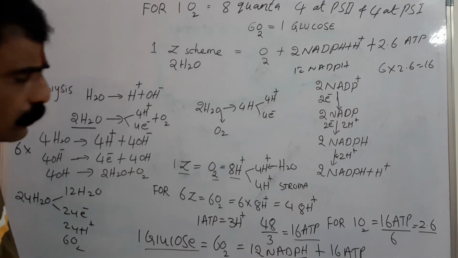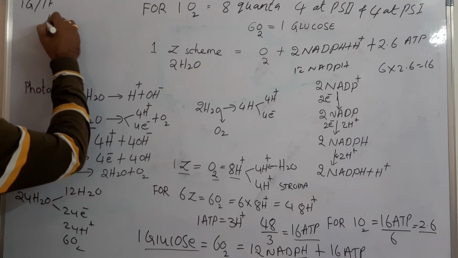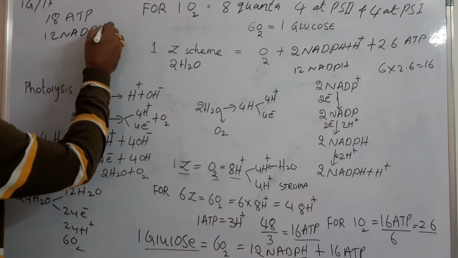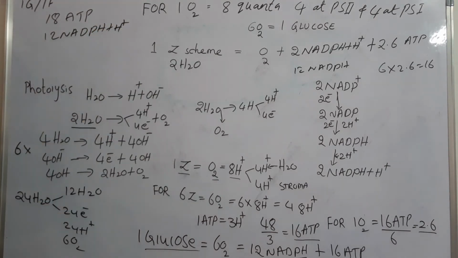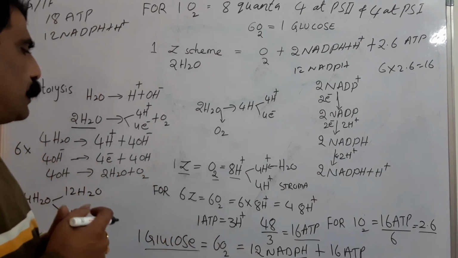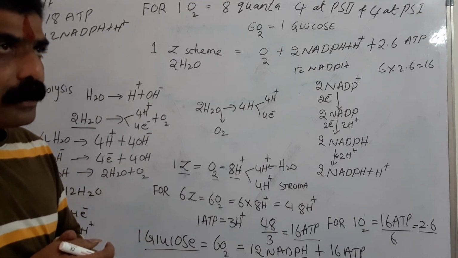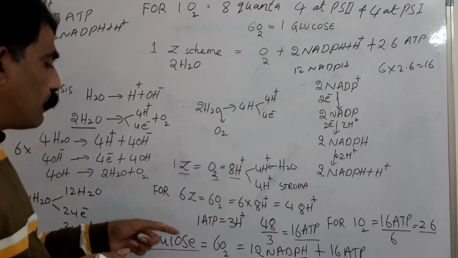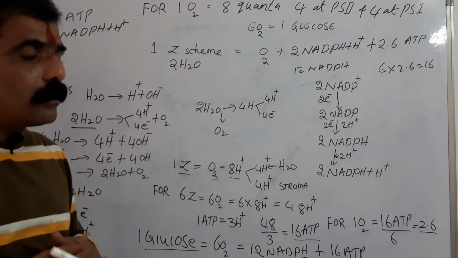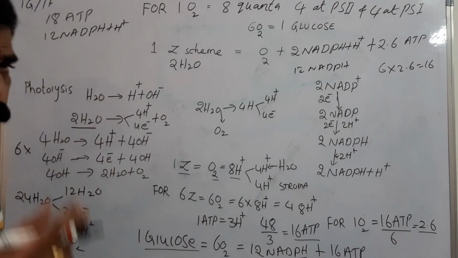But truly, for the formation of one glucose or one fructose, we need 18 ATPs and 12 NADPH plus H plus. We need 18 ATPs, but here only 16 ATPs are generated during the evolution of 6 molecules of oxygen. The remaining 2 ATPs are provided by cyclic photophosphorylation. Through the non-cyclic photophosphorylation, 16 ATPs. Through the cyclic photophosphorylation, 2 ATPs.